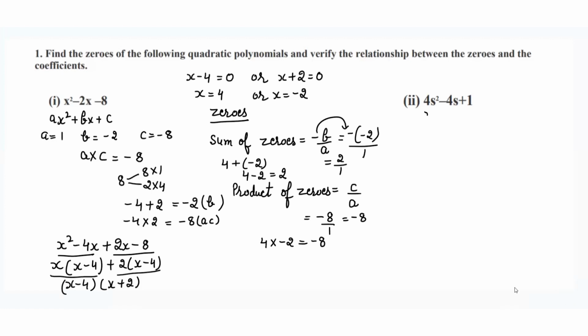So we will compare this equation with ax square plus bx plus c. So the value of a is 4, the value of b is minus 4, and the value of c is 1. Now we first have to do a into c, which equals 4 into 1, which equals 4. And the value of b is minus 4. So we have to make the factors of 4. What are the factors of 4? Either 4 into 1 or 2 into 2.